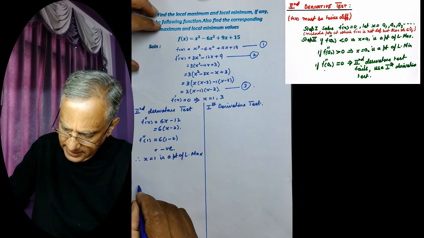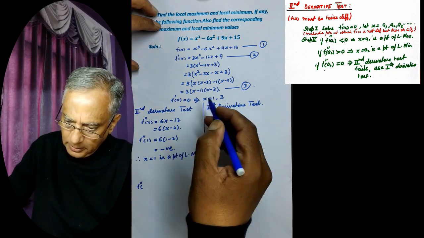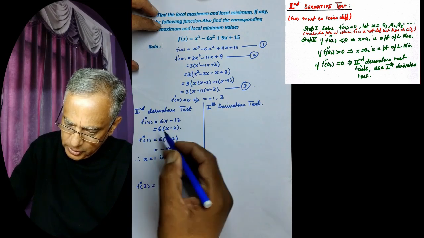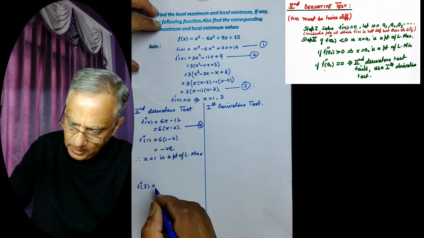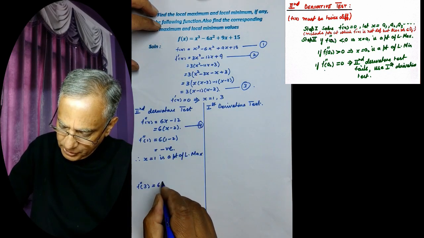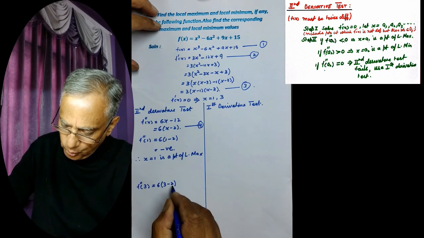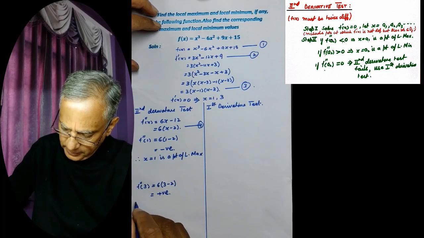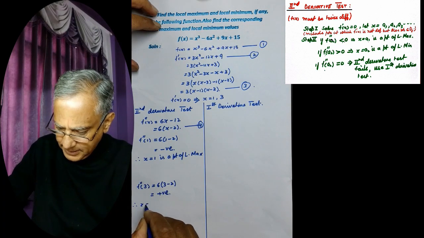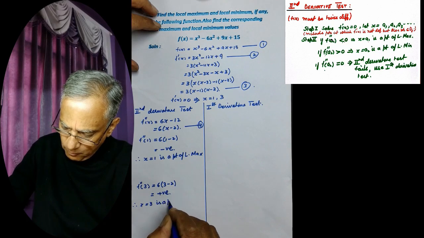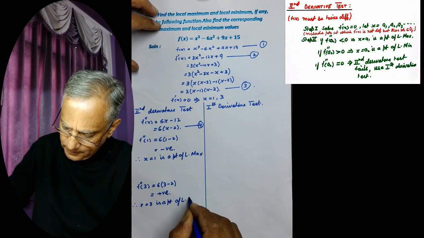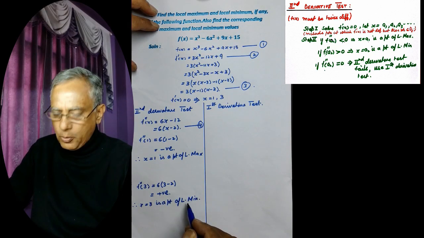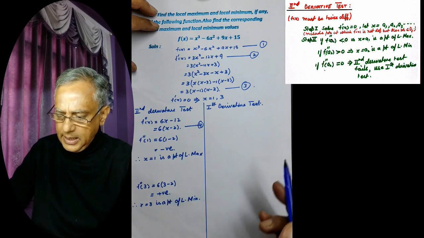And now I find f double dash at the other point. Second point is 3. So f double dash 3 is equal to 6 into, say this as 4. From 4 we have f double dash 3 is 6 into 3 minus 2. 3 minus 2 is positive. Positive into positive is positive. So this is positive. Therefore, x equal to 3 is a point of local minimum. If f double dash is positive, then this is a point of local minimum. You can see the side sheet.